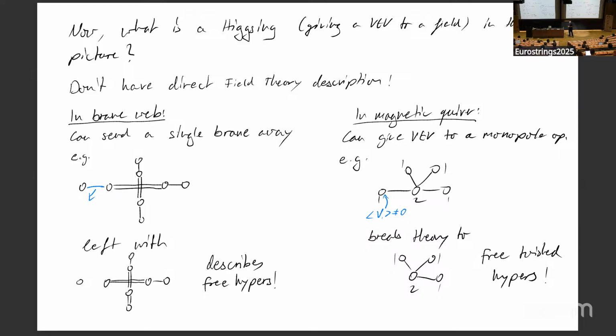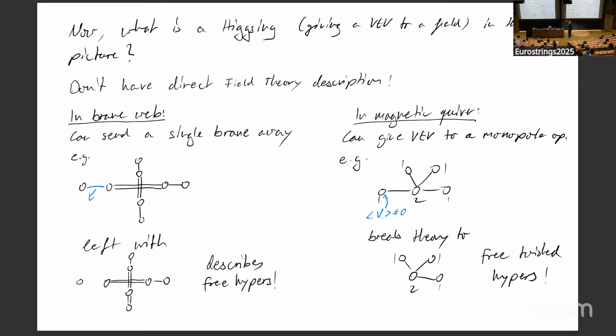So now, what is a Higgsing? Well, Higgsing is moving along the Higgs branch. It's just a different name for that. So in other words, in field theory, we're giving a VEV to some field, and then we'll see what remains. So I'm not caring about any massive stuff. I just want to see what's the effective field theory at low energies. And of course, we don't have any direct field theory description for our 5D CFTs.